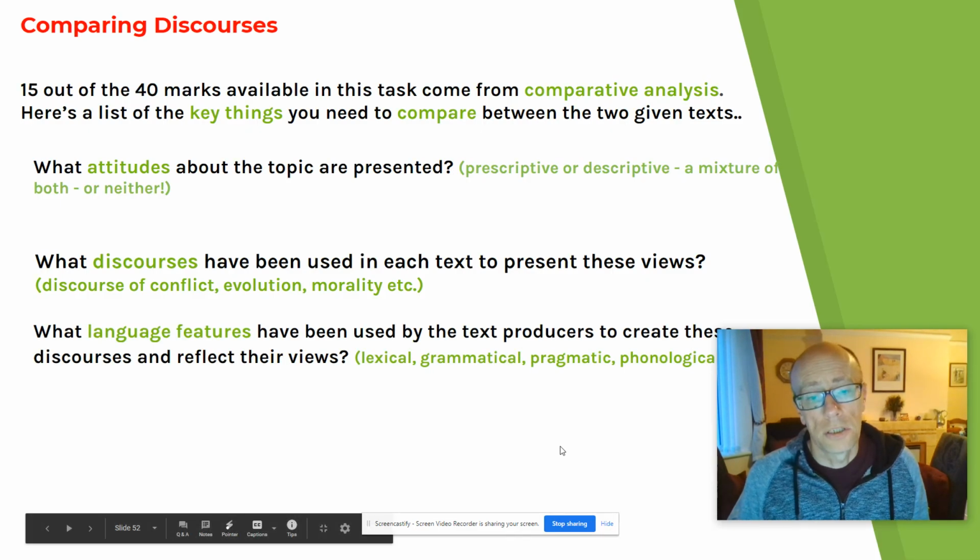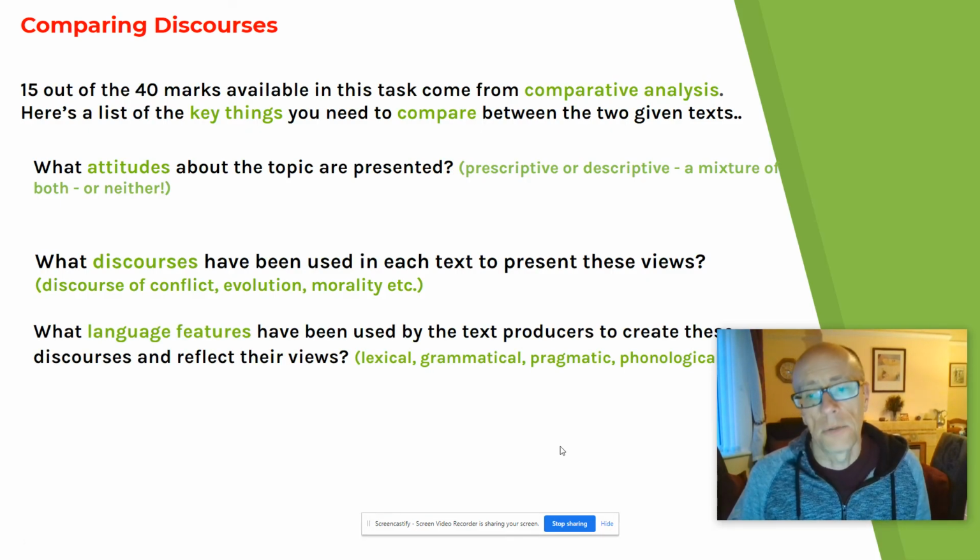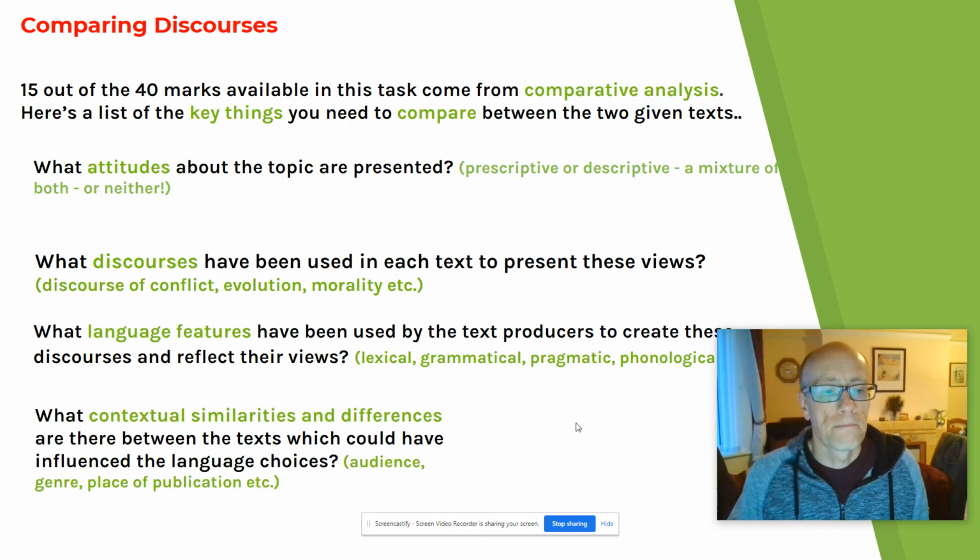The language features: the lexis, the grammar, the pragmatics, the phonology, etc. Are they drawing upon similar or different language features in order to try and influence the reader? And then finally, what about context? I.e. considerations about the implied audience, the genre, i.e. the type of text that this is, the place of publication, the purposes. How are those all impacting comparatively on the 2 texts?